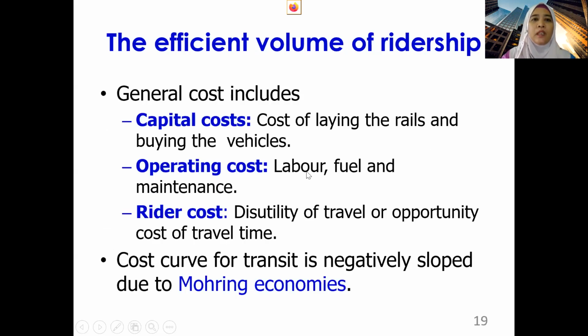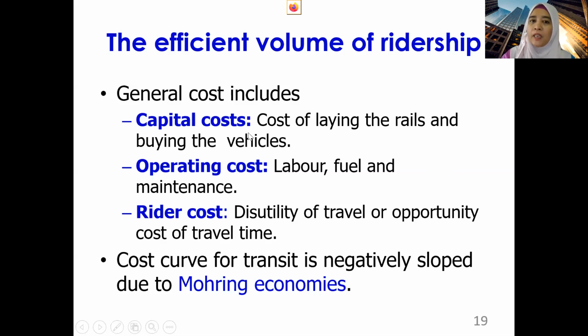Efficient volume of ridership. Now, general cost includes capital cost, operating cost, and rider cost. Capital cost is the cost of laying the rails and buying the vehicles, a very big expenditure at the beginning. When you have to spend on the capital itself, the rails and the vehicles, the trains just now. Operating cost: labor, fuel, maintenance. This is for the operations of the mass transit.